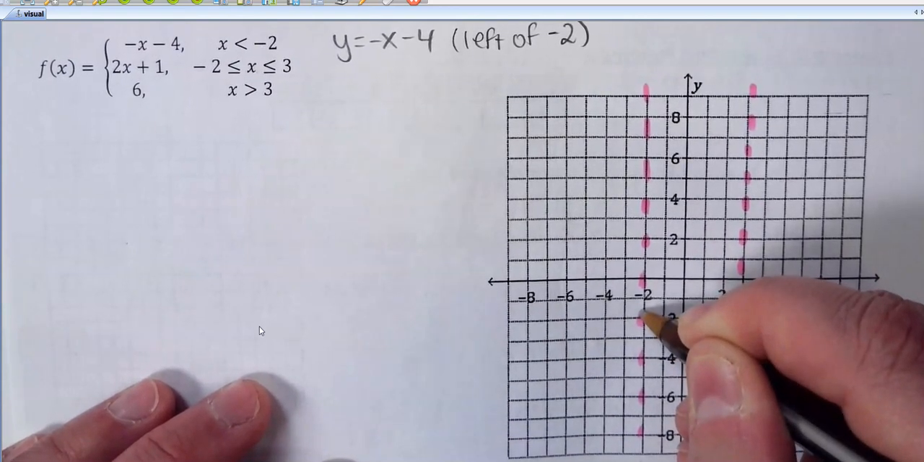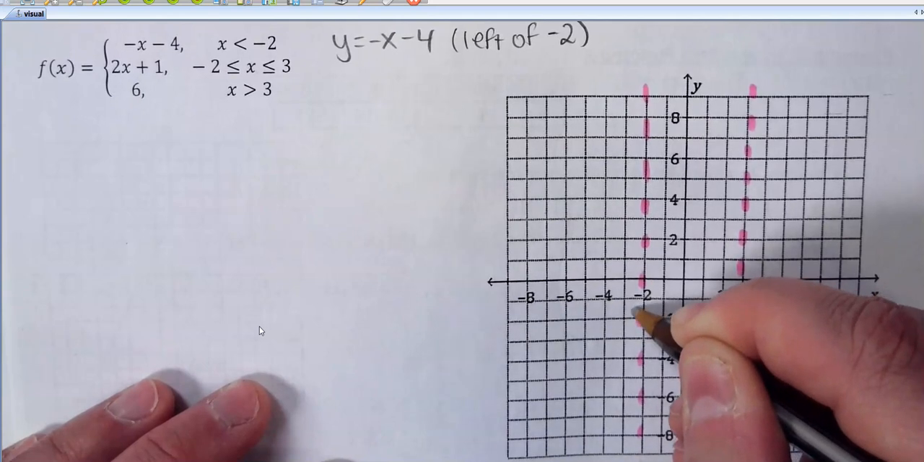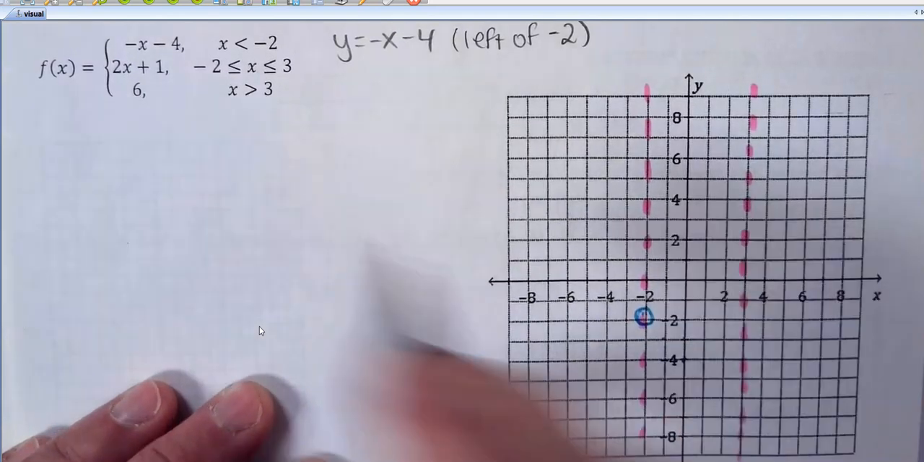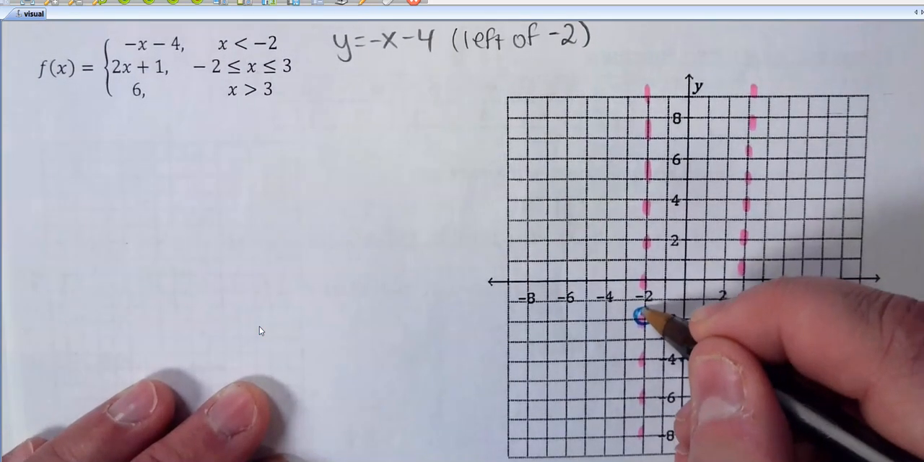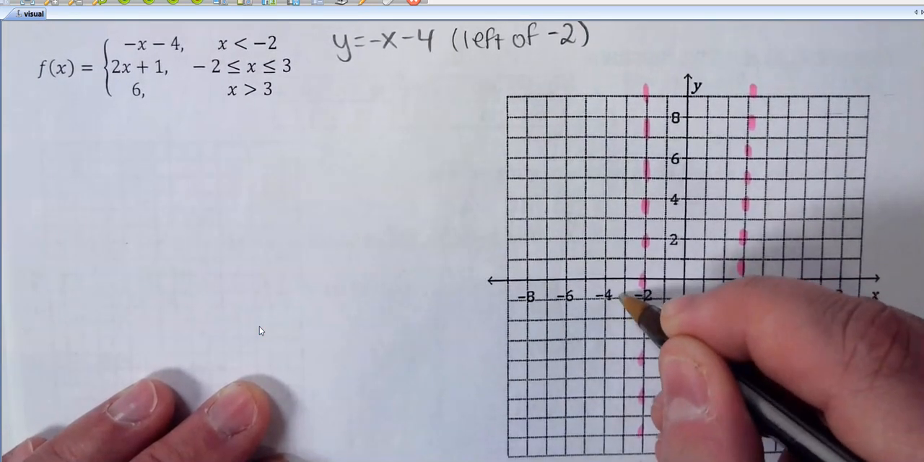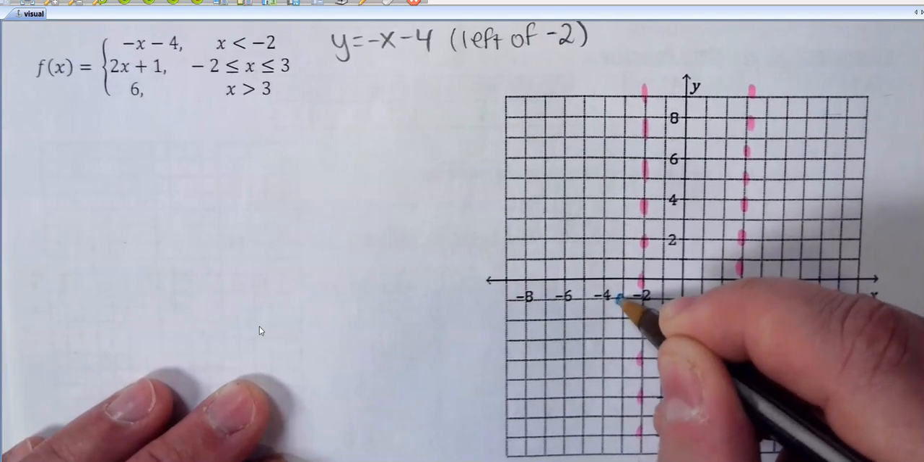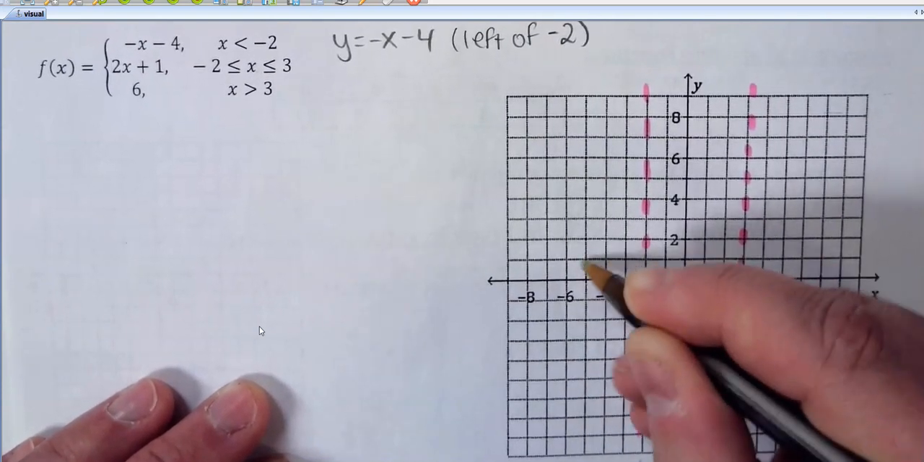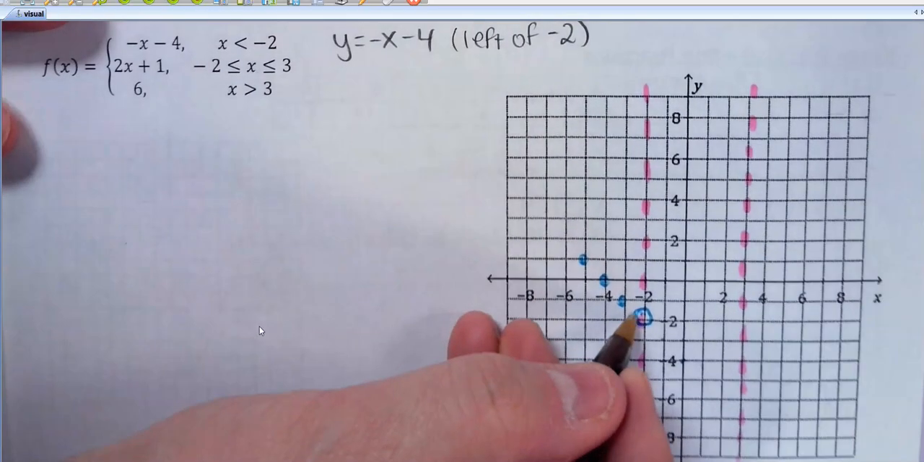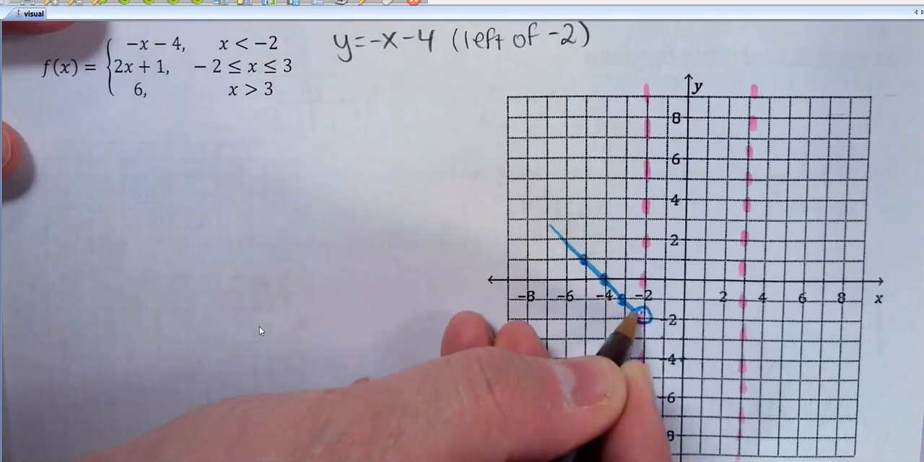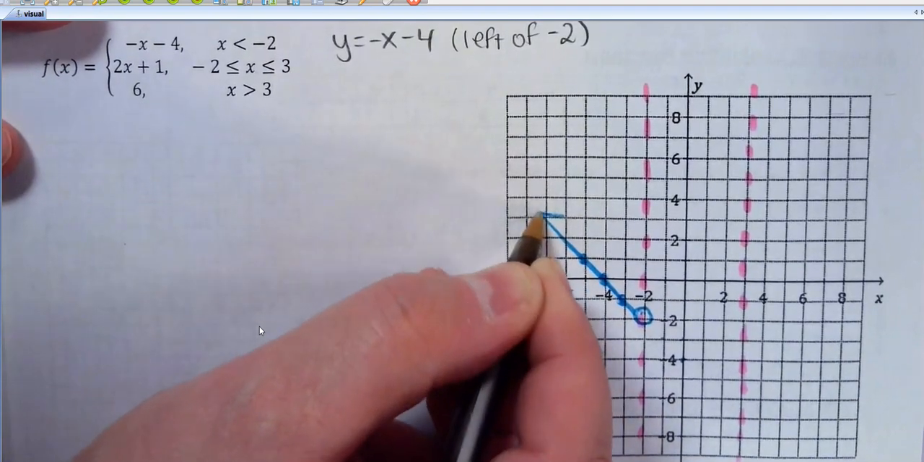Okay, when I'm at -2, that should be an open circle right there because it just says for x values less than -2. And then I'm just going to keep going. I'm going up 1 but left 1. So that gives me that slope of -1. Up 1, left 1. And if you want to do it like that, just only play connect the dots on the left side of that boundary line.